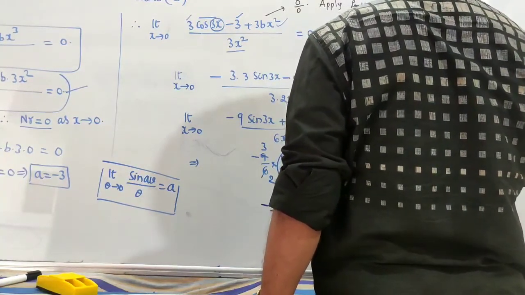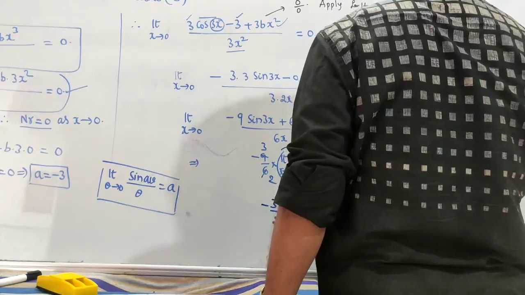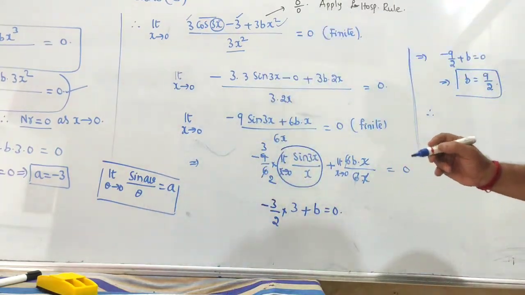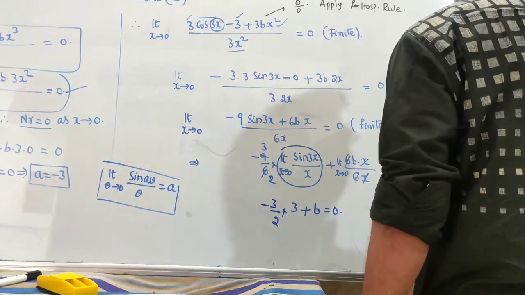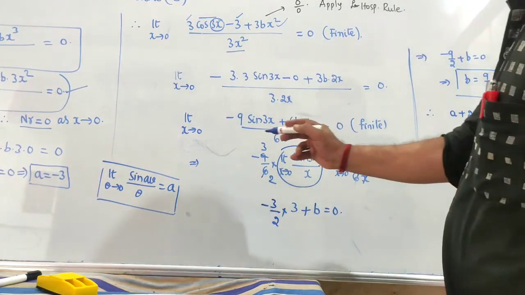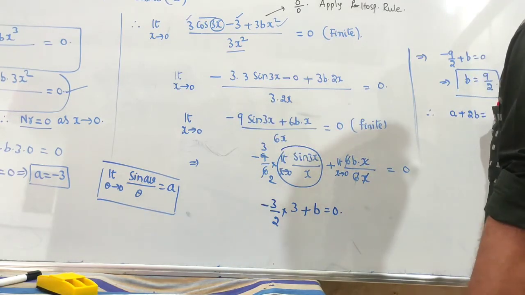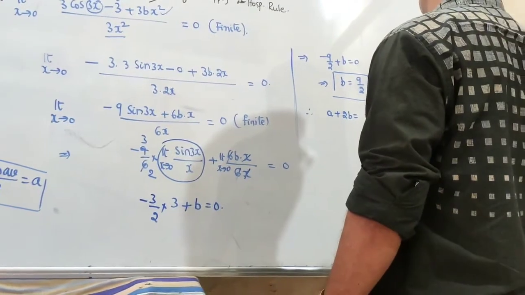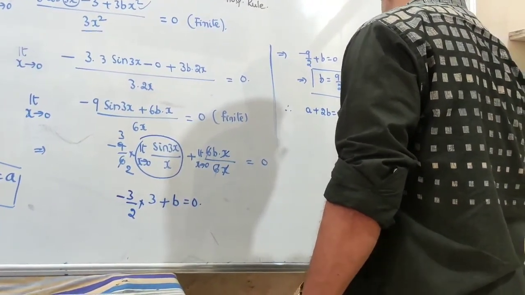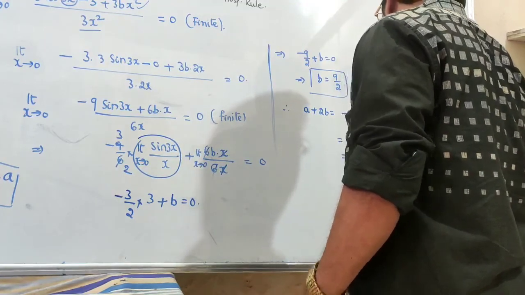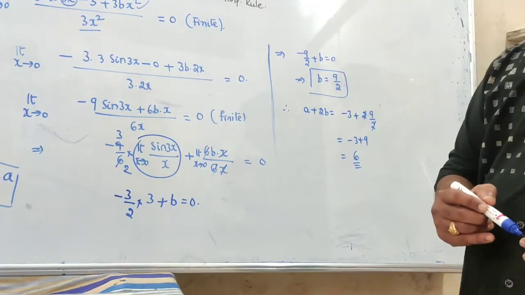Hence b is equal to plus 9 by 2. So therefore, what is the question? a plus 2b. a plus 2b. a is what? a value, minus 3. Minus 3. Okay. Plus 2 into b is what? 9 by 2. 2 2 cancel. That is equal to minus 3 plus 9. That is equal to 6. Understand? Hence the problem.